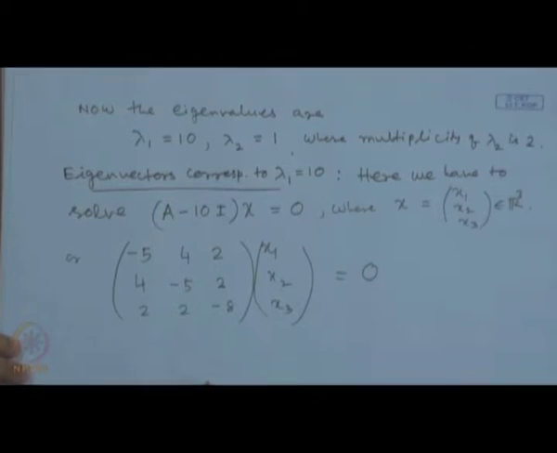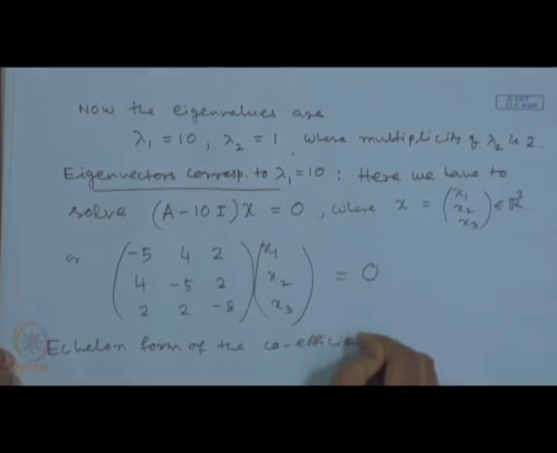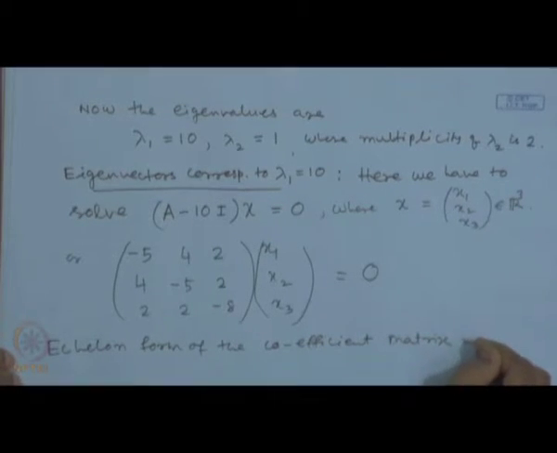Now, we consider the echelon form of the coefficient matrix to find all solutions. So, the echelon form of the coefficient matrix will be like this.